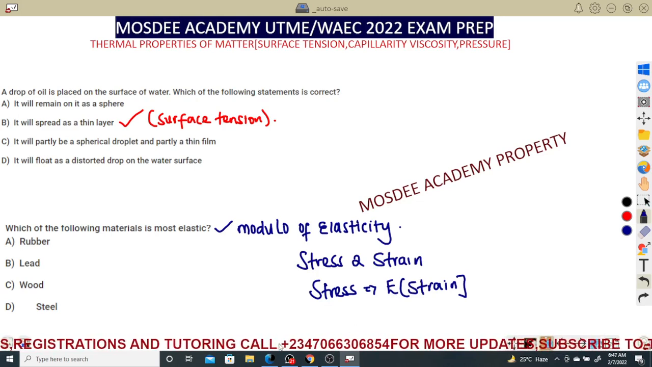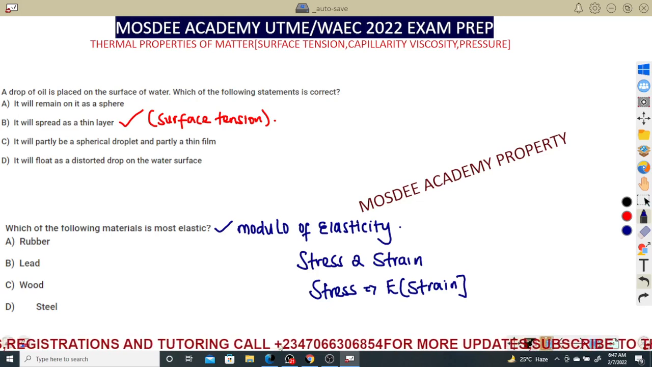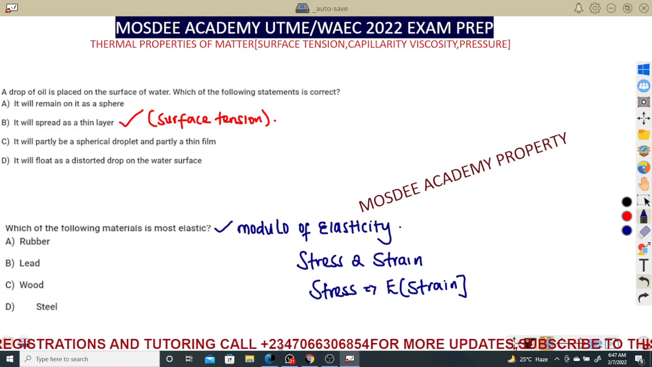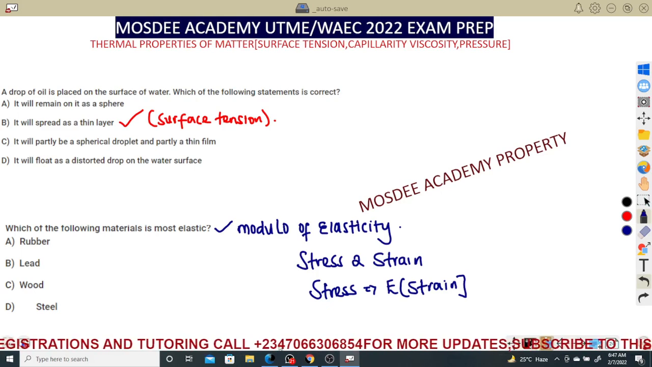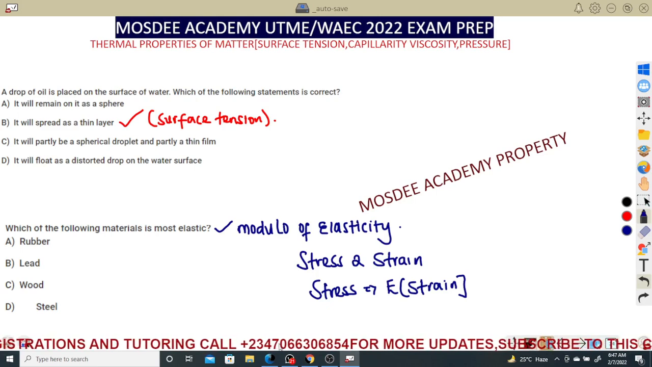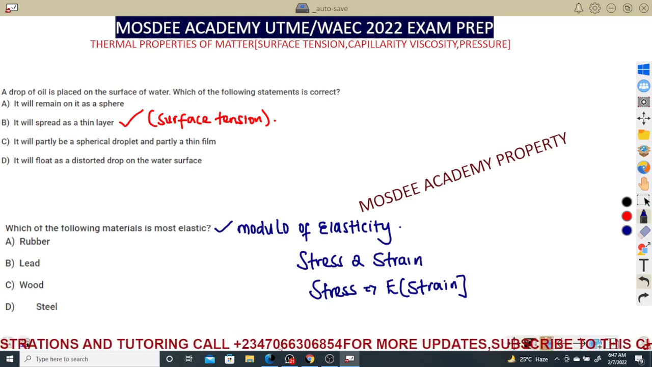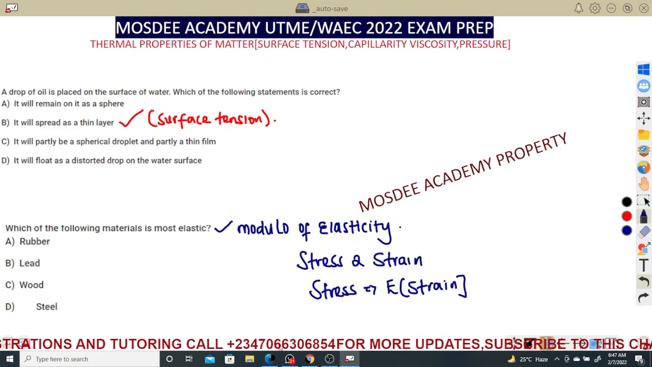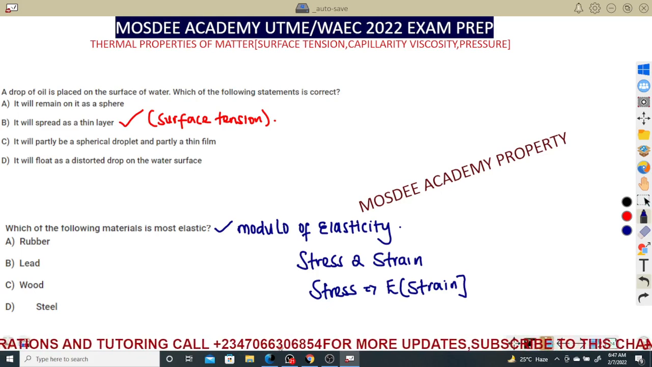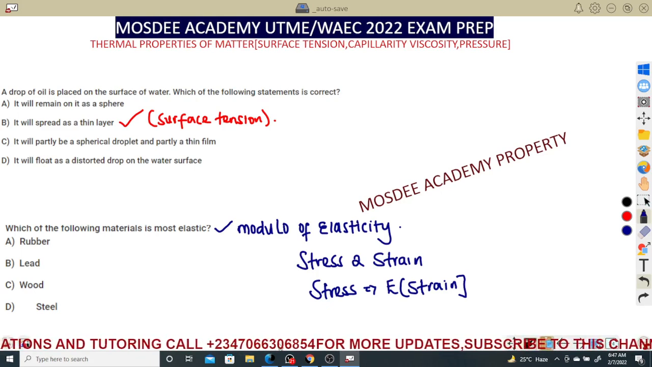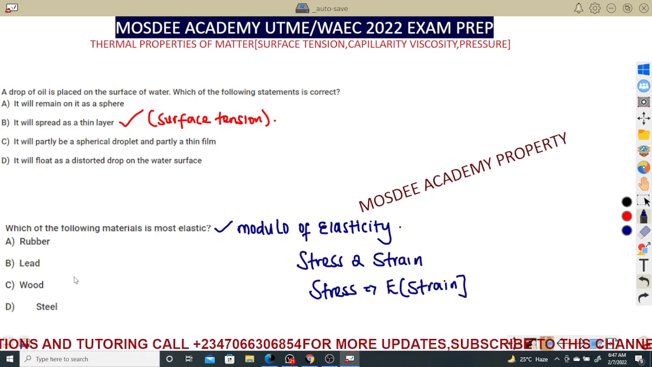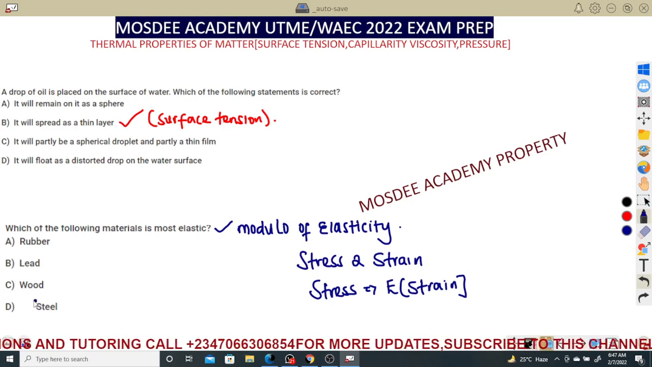No matter the situation, when you draw the graph, you have different points: elastic limit, the maximum breaking point, the midpoint, and so on. I'm not going to teach that, because we don't have calculations like that under this topic for your level. We only focus a little bit on the concept. So what I'm saying is that the material with the highest modulus of elasticity, out of all these, should be steel. So please always keep that at the back of your mind.